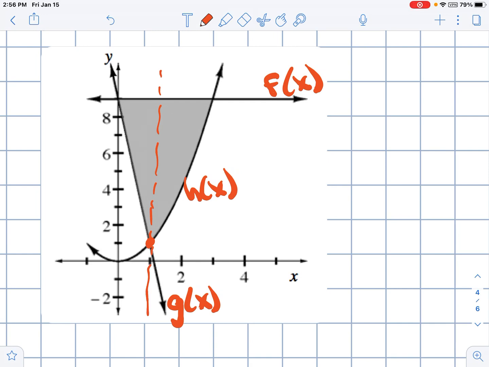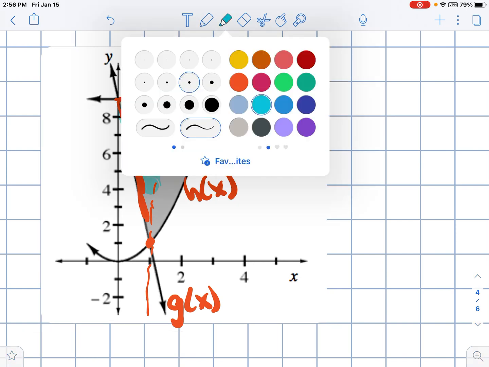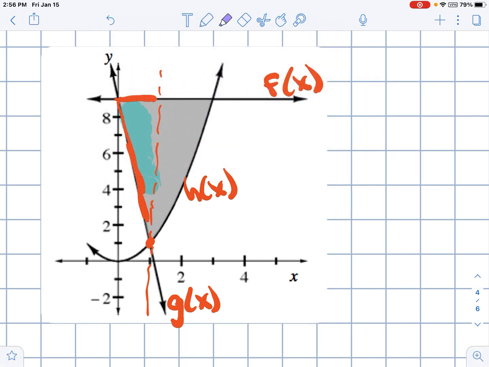I notice here on the left-hand side that I've got the function f of x as the top function and g of x as the bottom function. However, if I look at the right side, let's see. If I look at this right-hand side, I can see that I've got two different function arrangements. I've got f of x as the top function and h of x as the bottom function. So I'm going to write this using two different integrals.